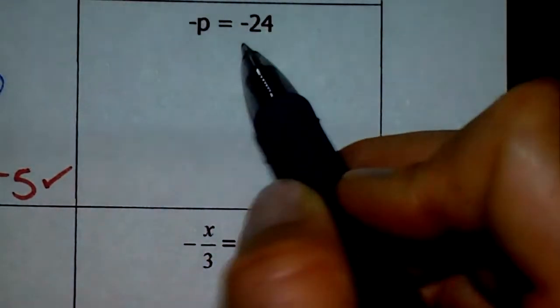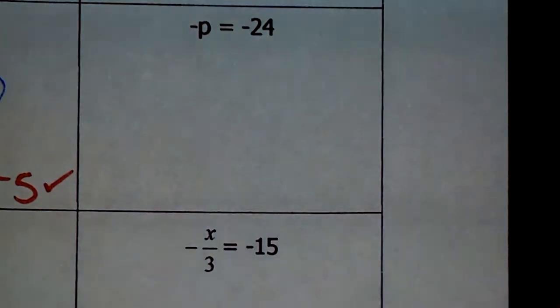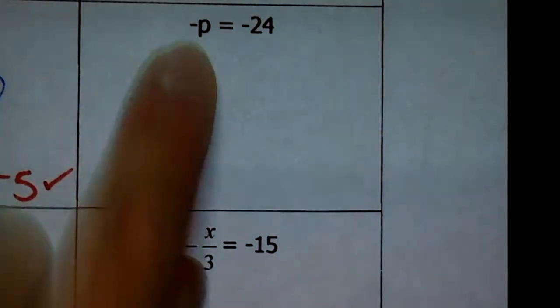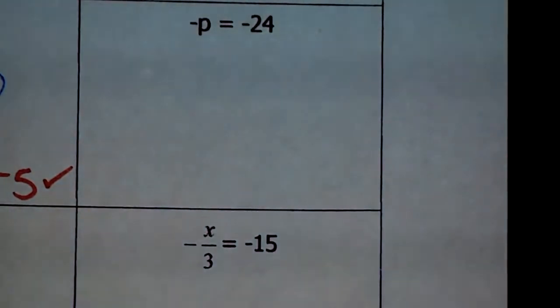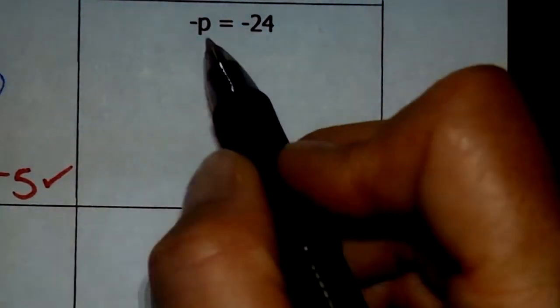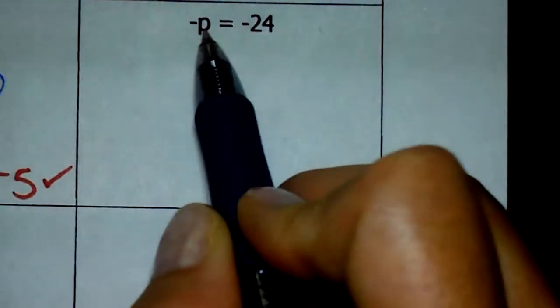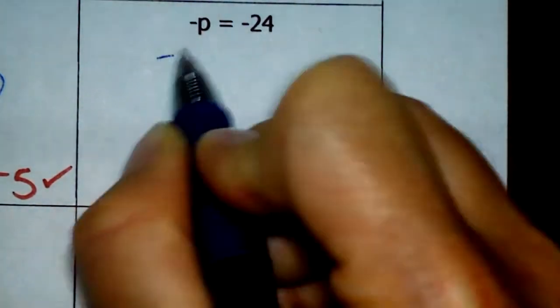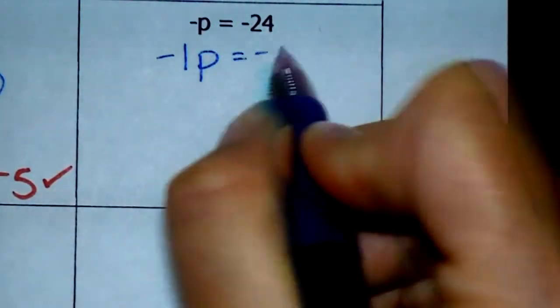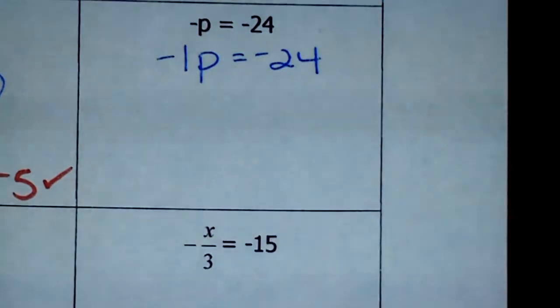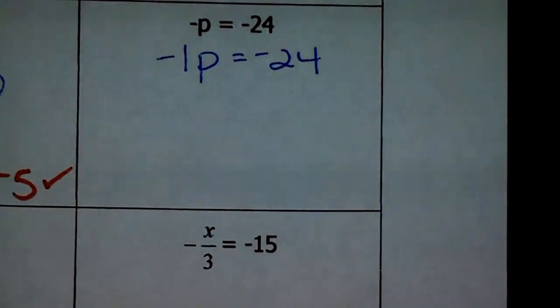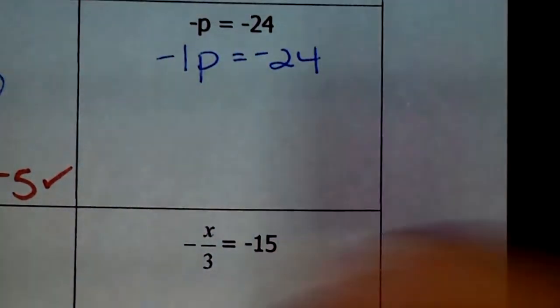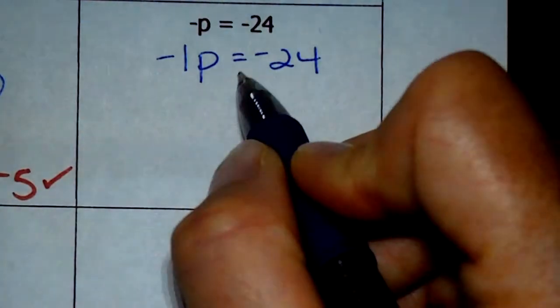I have negative p equals negative 24, and sometimes people think, well, p is already by itself. It's not. P has a negative sign in front of it. I need that to go away. And this comes back to remembering that when you see negative p, this really means negative 1p equals negative 24. And I think rewriting it is helpful in this situation, so you understand how to get rid of that negative sign.